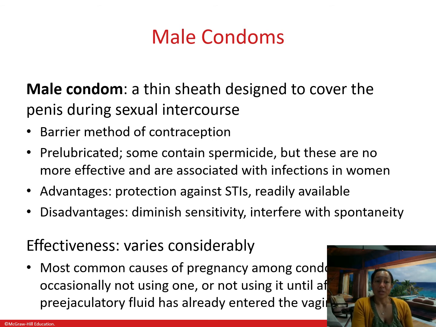Barrier method of contraception, it's pre-lubricated. Sometimes it contains spermicides. Keep in mind, women, that some females are allergic to spermicides, so you want to make sure you are very careful if you're using a spermicide. And a spermicide essentially is just killing the sperm. So anytime you see the suffix -cide, whether it's suicide or insecticide or herbicides, anything with a -cide, it's going to mean kill. All right, so keep that in mind.